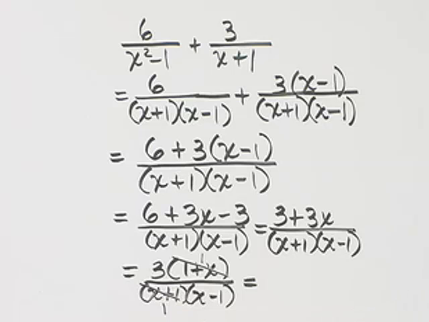This is a factor of the denominator. What do I have left? I have 3 in the numerator. In the denominator, I have x minus 1. So here is my sum in simplest form.